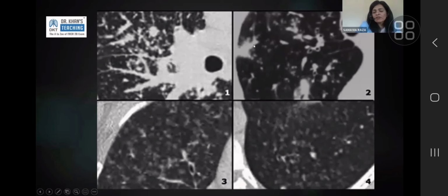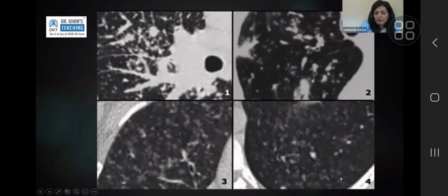There's something called tree and bud nodularity. When it's very grossly prominent, it can look more confusing, but if it's very subtle or very early on, if you look at the number 4 slice, you can see that the tree and bud nodularity is more prominent. Tree and bud nodularity implies that the abnormality is sitting in the air space because it's literally outlining the end airways with the end air spaces.